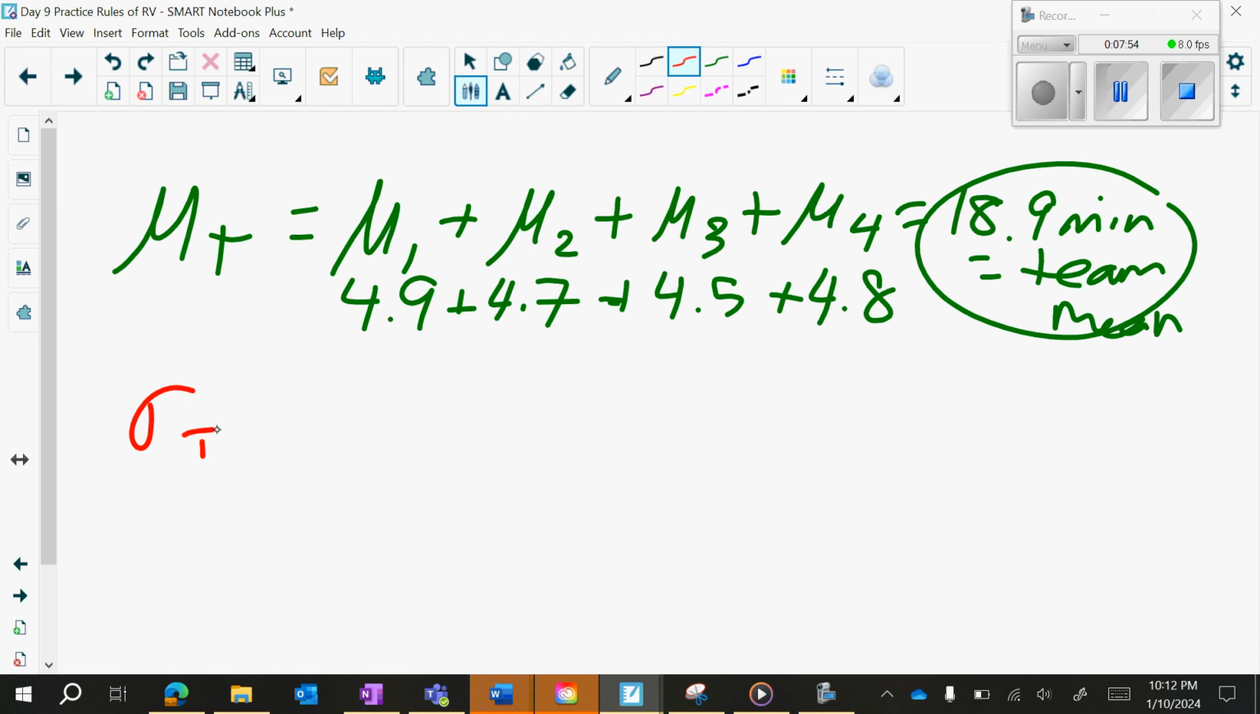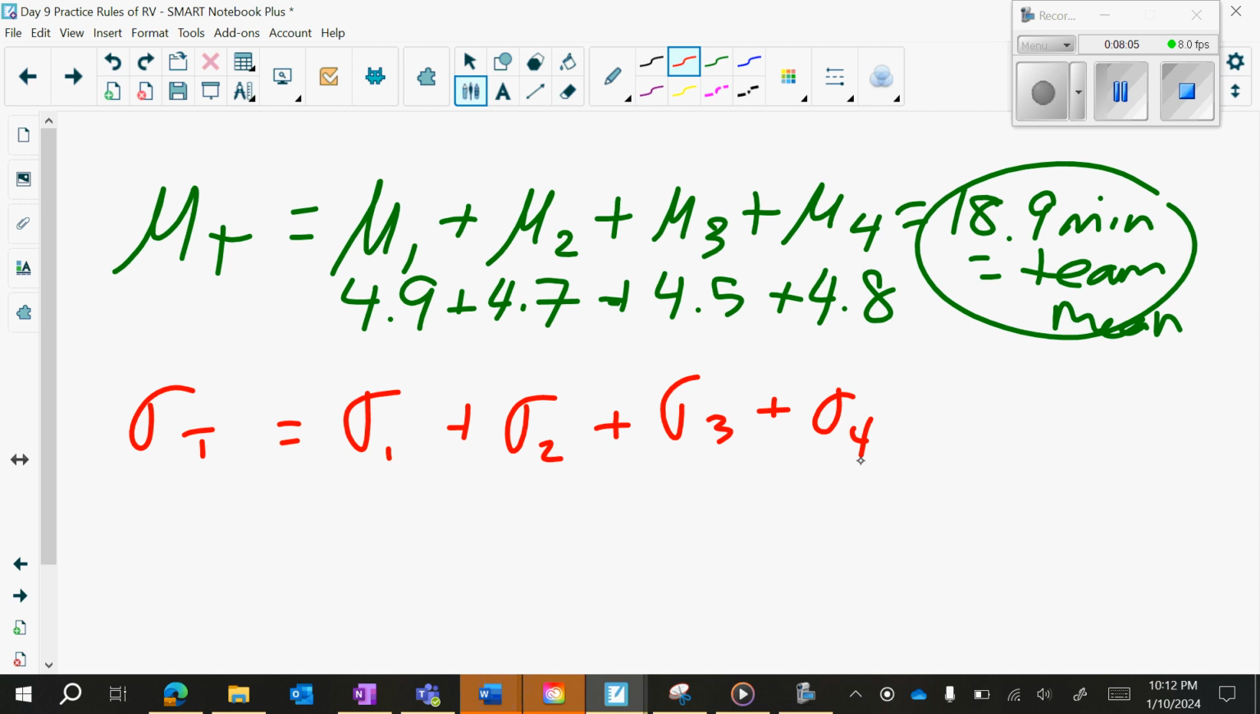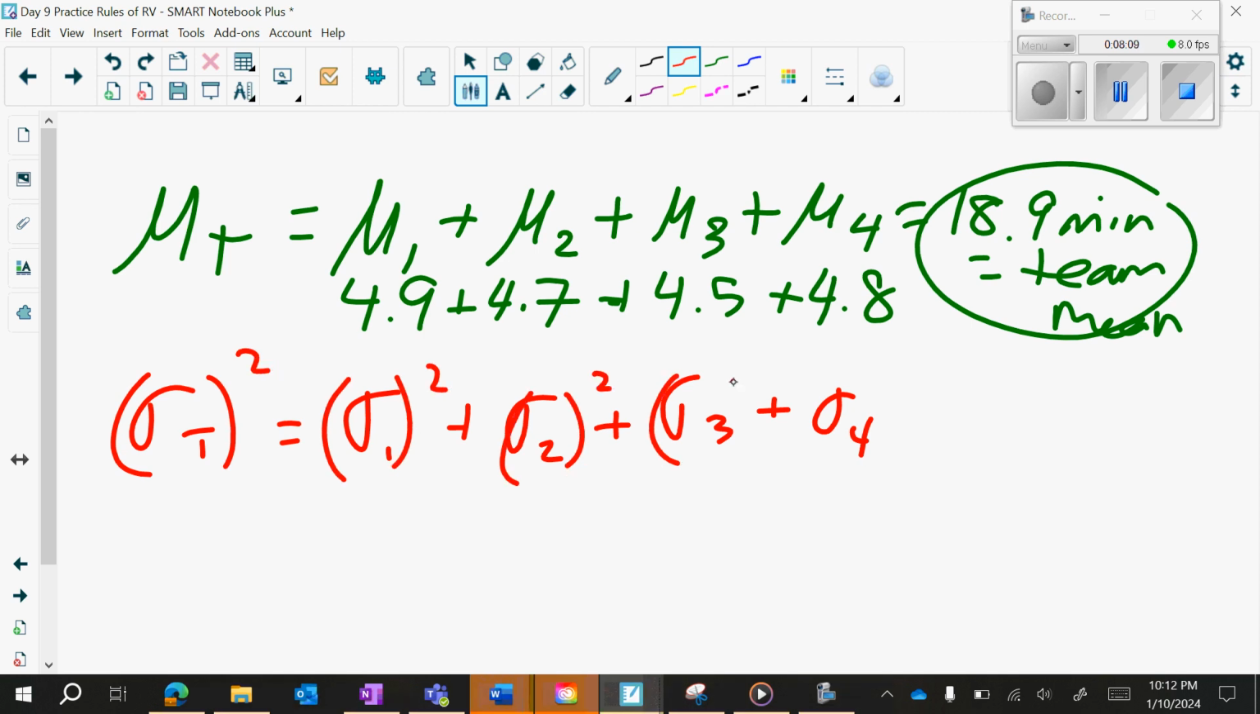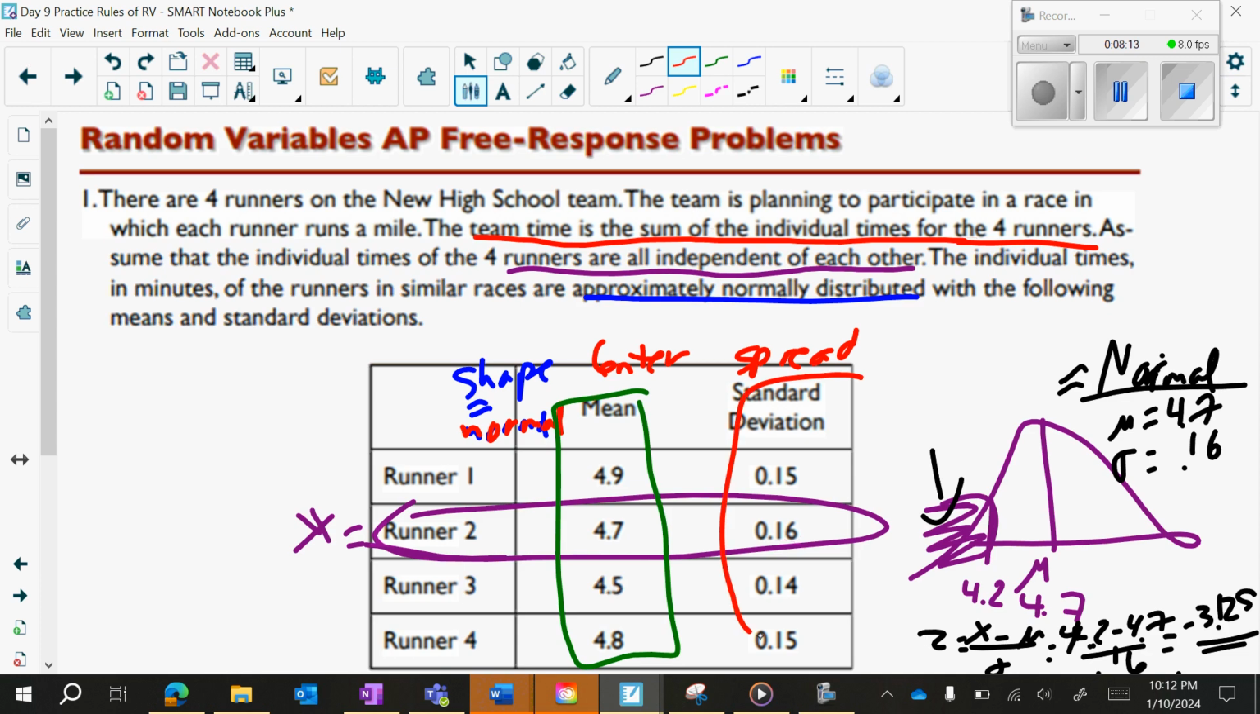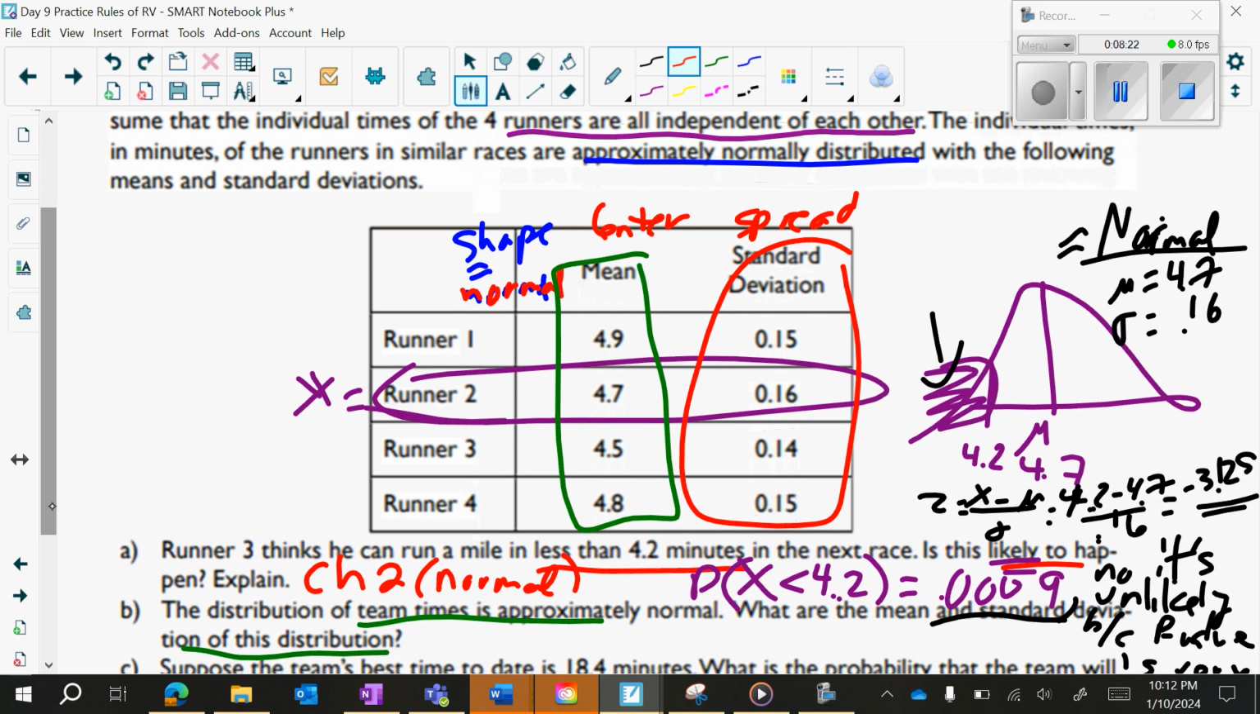Are you allowed to add the standard deviation of 1 plus standard deviation of 2 plus standard deviation of 3 plus standard deviation of 4? I'm hoping you're going to say no, you cannot. So what do you have to do instead? You have to find the variance. Okay. So first, you're going to go to this column here, which I will circle, and you're going to square everything here and create like a variance column if you want right here.